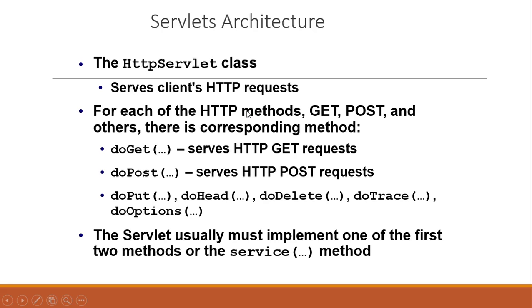An HTTP servlet is like a class instantiated by the server to produce a dynamic response. A servlet alone is nothing, but it is a class which is initiated by the server to produce a dynamic response. When it gets a request, it automatically generates the reply for that request. That's why it is created. For each HTTP method, GET, POST and others, there is a corresponding method like doGet, doPost, doPut, doHead, doDelete, doTrace. We have to use the prefix do for it, and we are going to use all of these.